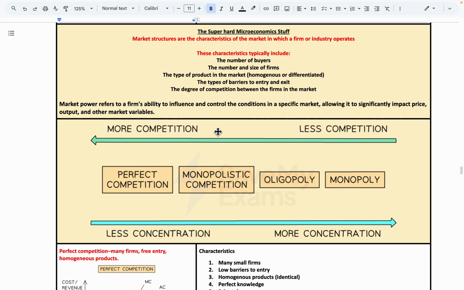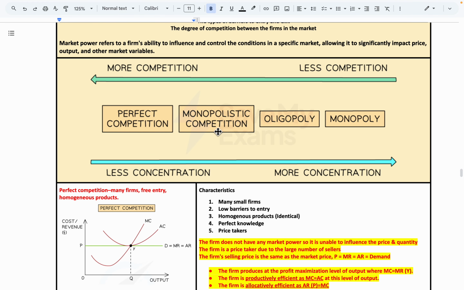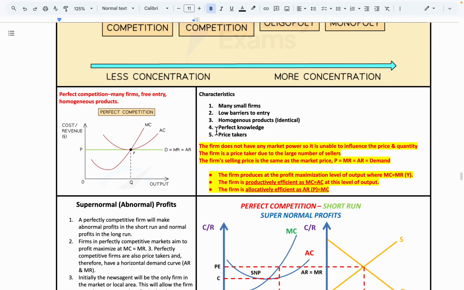Okay, now let's look at market structures, which are the characteristics of the market in which a firm or industry operates. So the characteristics typically include the number of buyers, the size of firms, the type of product, whether it's homogeneous or differentiated, the types of barriers to entry and exit, and the degree of competition between the firms in the market. So market power refers to a firm's ability to influence and control the conditions in a specific market, allowing it to significantly impact price, output, and other market variables.